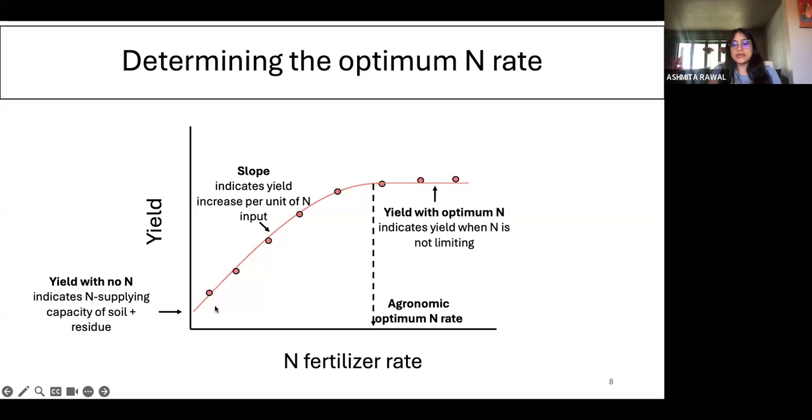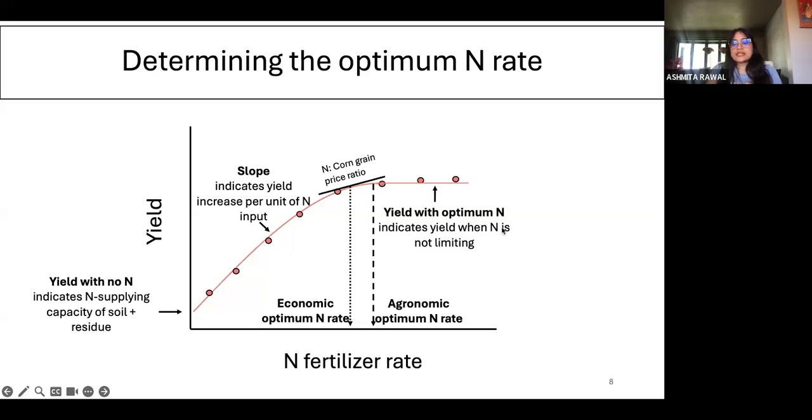And another way is by determining the economic optimum nitrogen rate, which is normally less than the agronomic optimum nitrogen rate because it takes into account the price associated with nitrogen fertilizer as well as corn grain price. And what it means is that by adding more nitrogen beyond the economic optimum nitrogen rate, you might be able to increase yield slightly, but that is not an economically viable option for the farmers.